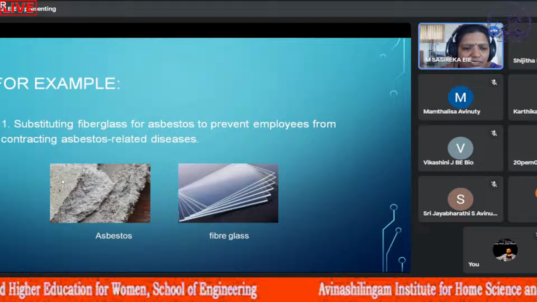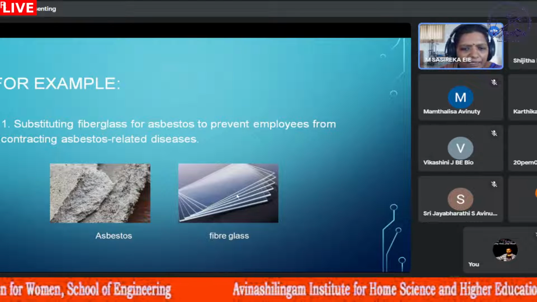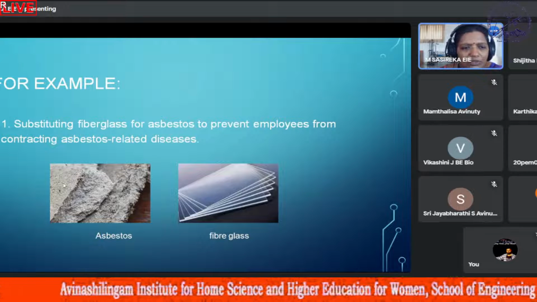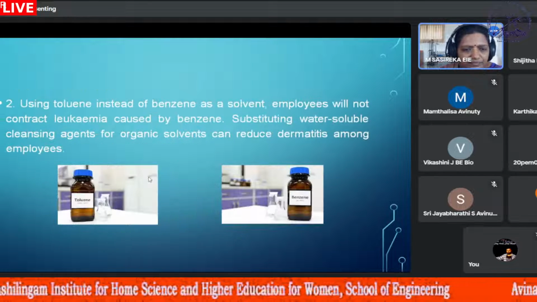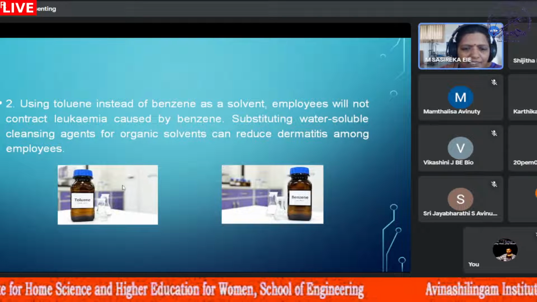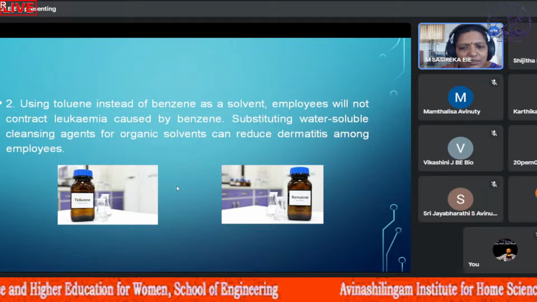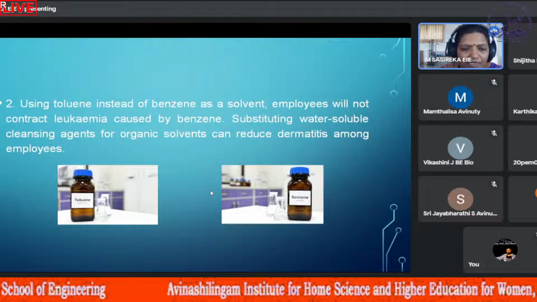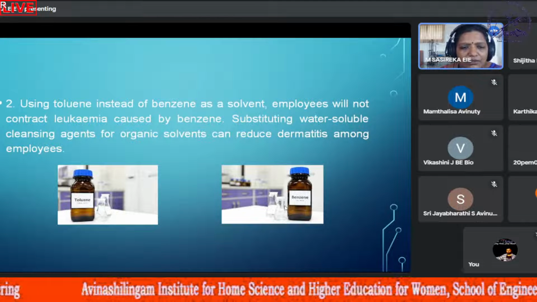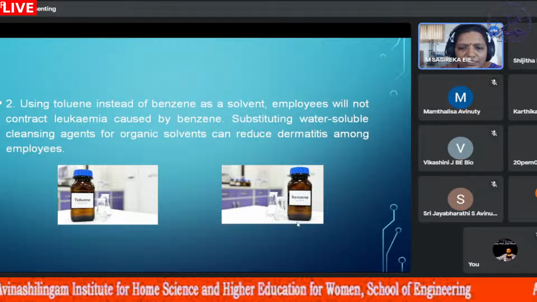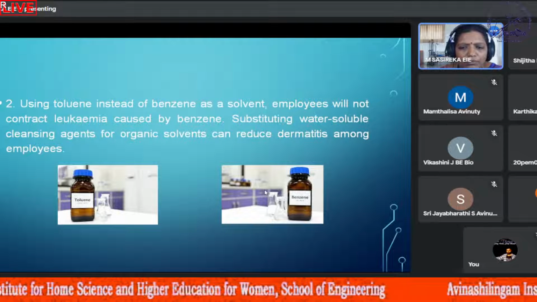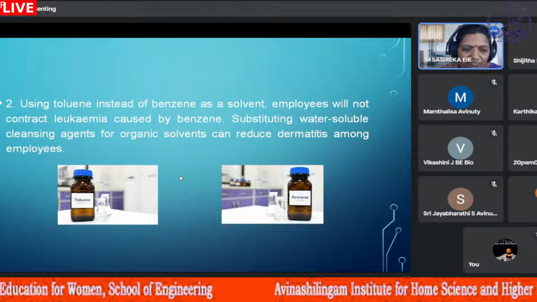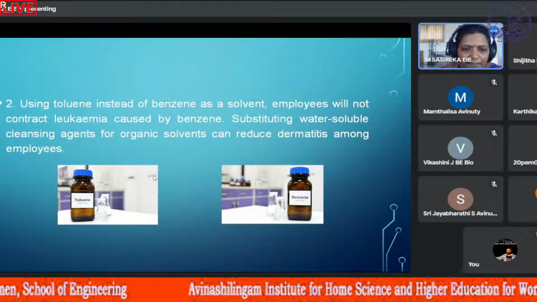So for asbestos, instead of asbestos, you can make use of fiberglass, which serves the same purpose. Thereby you can eliminate one and substitute the other. And toluene and benzene both cause damage to our human body. Comparatively, benzene is more hazardous than toluene. So you can substitute toluene for benzene. Both have their own effects, but comparatively it is lesser.